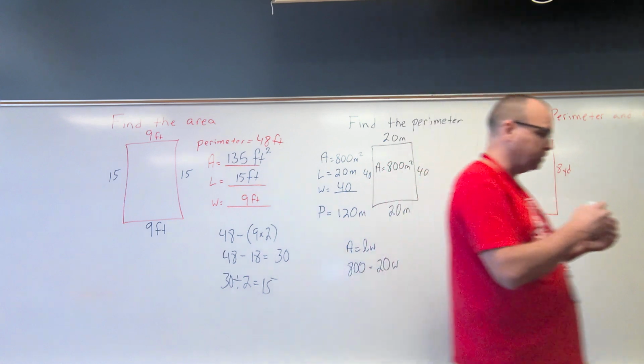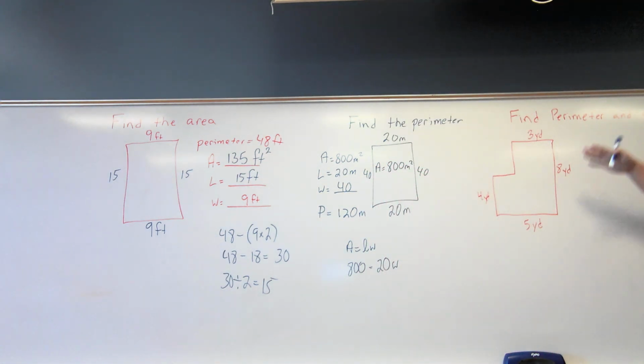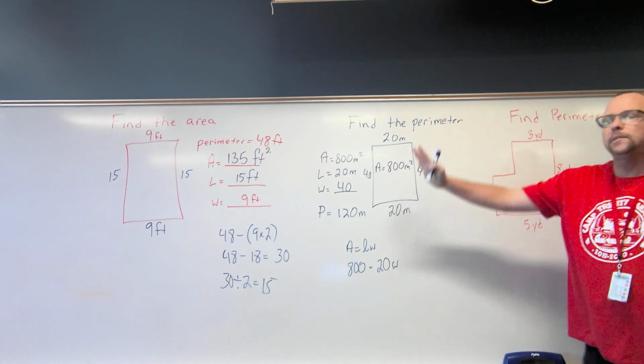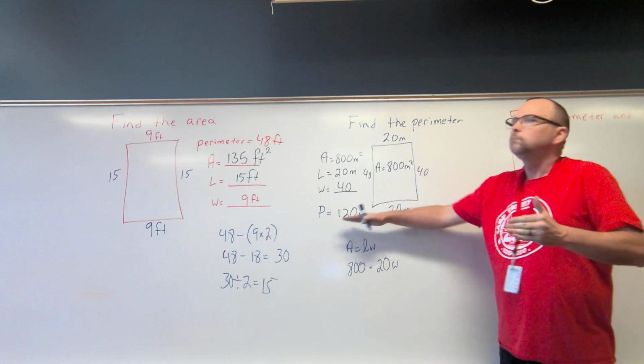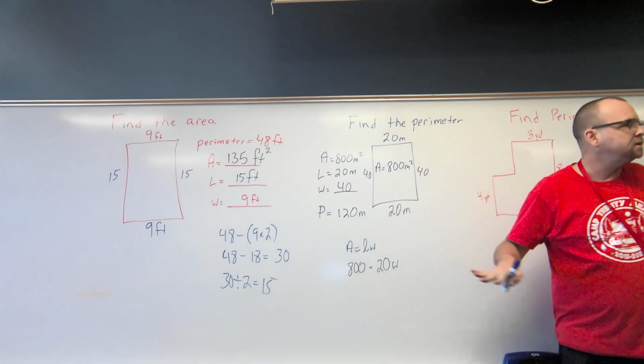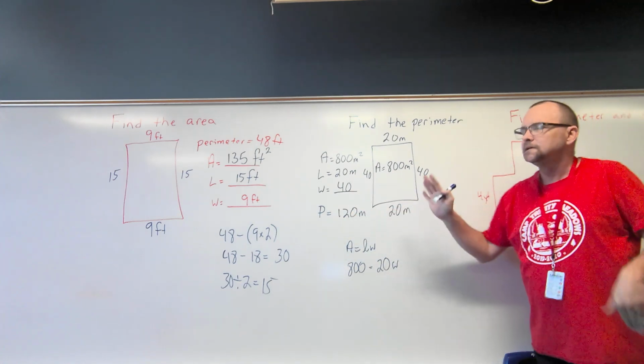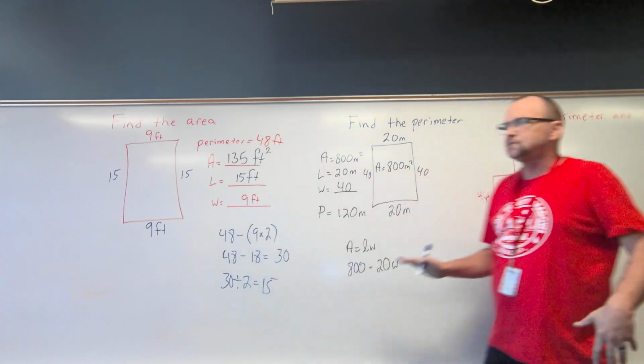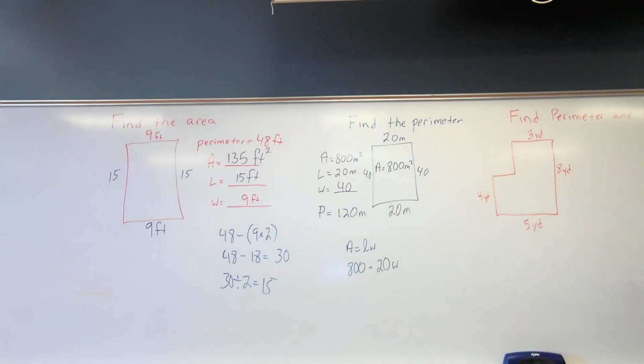These are the most difficult types of problems you're going to see when we're doing perimeter and area. When you don't have the information to just go plus this, plus this, plus this, plus this, or this times this. Sometimes you have to figure out based on the information they give you.